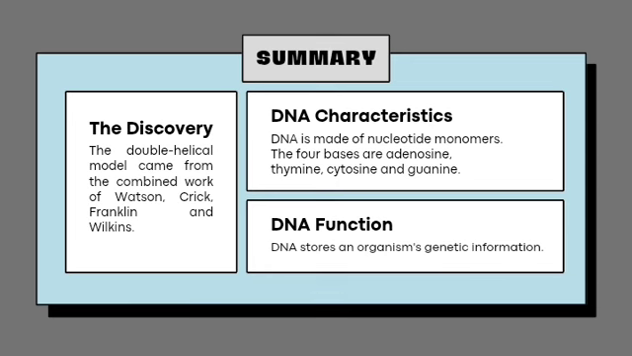Summary. The discovery. The double helical model came from the combined work of Watson, Crick, Franklin and Wilkins. DNA characteristics. DNA is made of nucleotide monomers. The 4 bases are adenine, thymine, cytosine and guanine. DNA function. DNA stores an organism's genetic information.